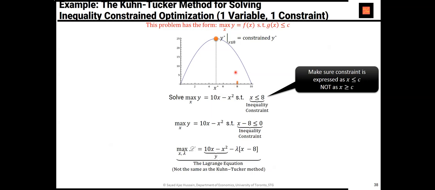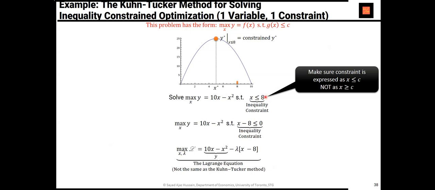To do this, they used to use the Kuhn-Tucker method. You first have to make sure that any inequalities are expressed this way: the x's on the left, numbers on the right, and these are less than or equal to inequalities. Don't express them as bigger than or equal to. So if you have a bigger than or equal to inequality, simply reverse it by multiplying both sides by -1.